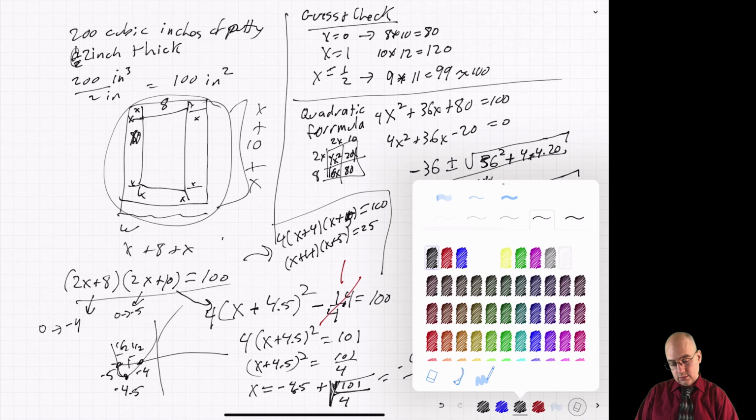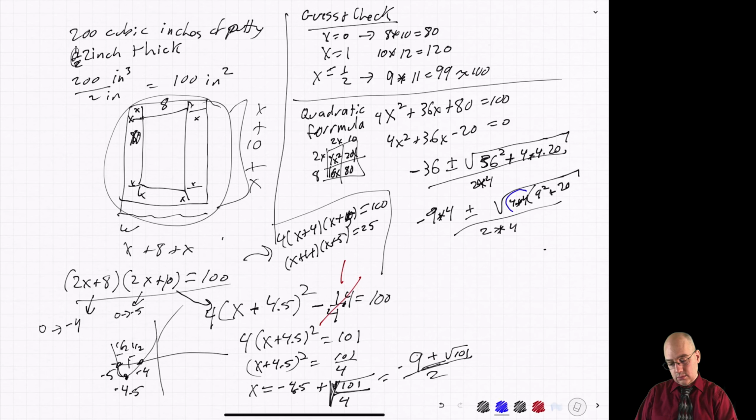Okay. 4 times 4 comes out as a 4. And then you can cross out those 4s, and you're left with minus 9 plus or minus the square root of 101. So 9 squared is 81 plus 20, divided by 2.